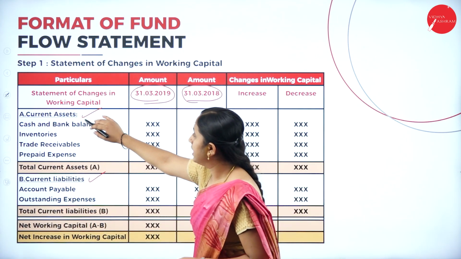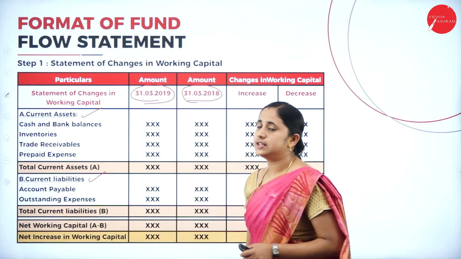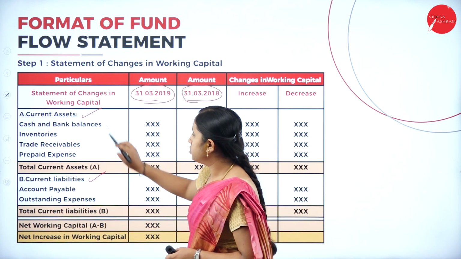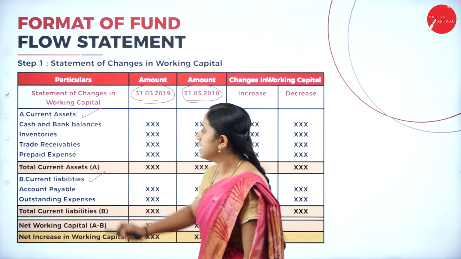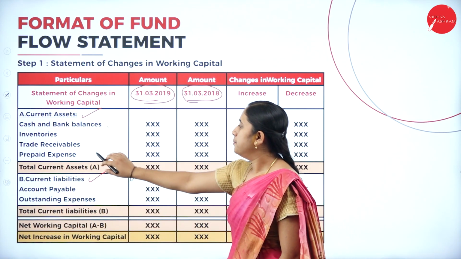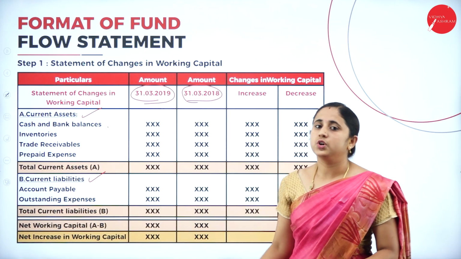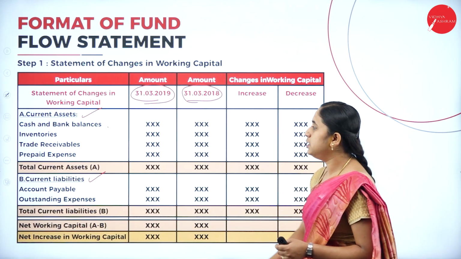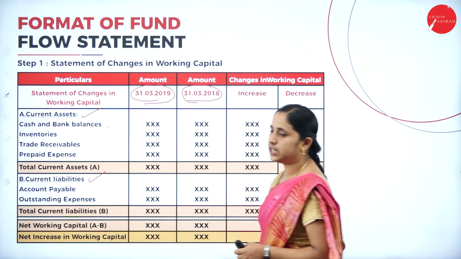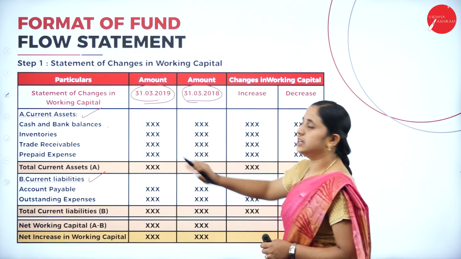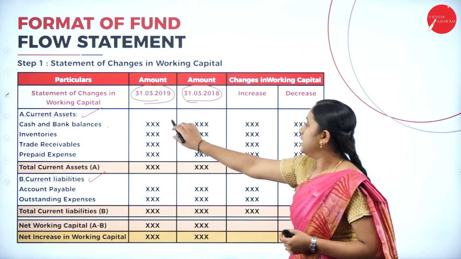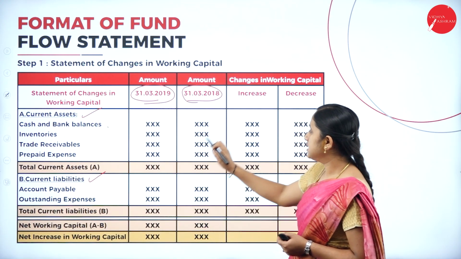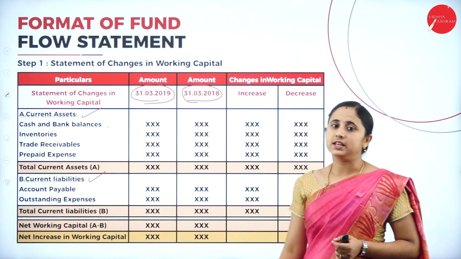First, we need to write the current assets. So current assets, we know current assets includes cash and bank balance, then inventories, trade receivables, then prepaid expenses. So if any current assets are available, write all the current assets here. So write the current year information. So current year current assets. So present year total current assets as well as the previous year information.